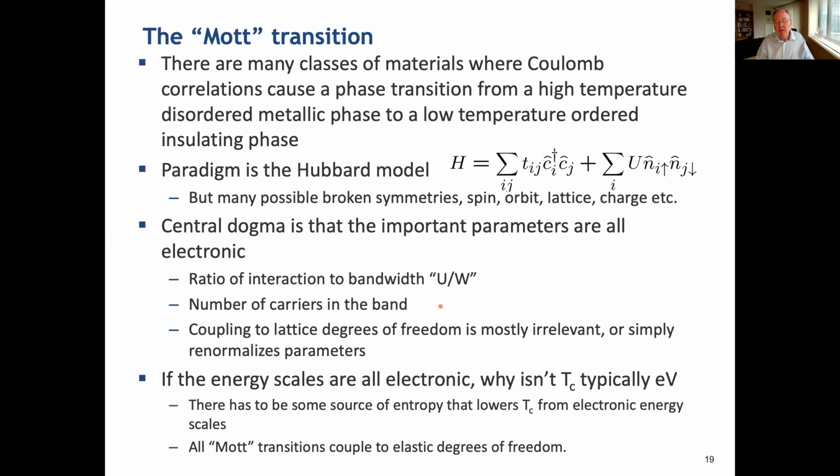The first thing you should worry about is this: if the energy scales are all electronic, why isn't the transition temperature typically volts? Transition temperatures for all of these materials are actually typically hundreds of Kelvin, a much smaller energy scale. So if the electronic problem is likely to give you an energy scale of order volts, you need to find some entropy that lowers the transition temperature from electronic energy scales. And I'll point out here that all of these Mott transitions couple to lattice degrees of freedom, to elastic degrees of freedom, and I want to talk about that physics.